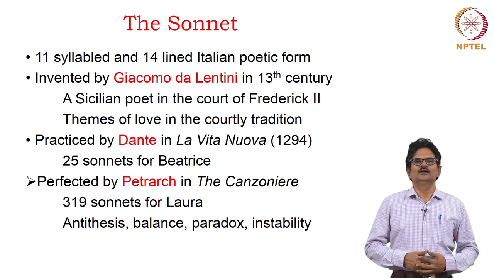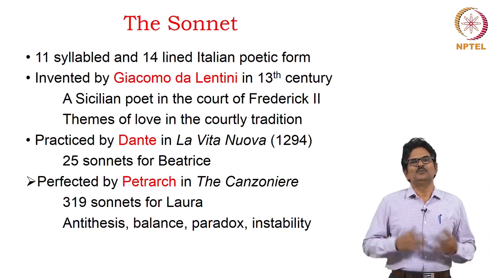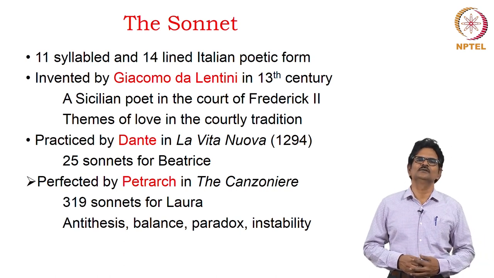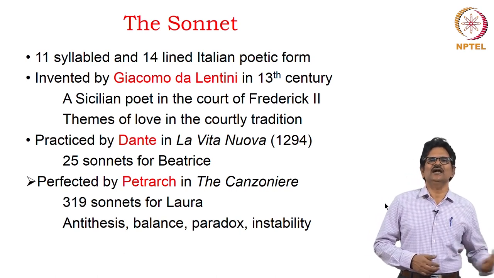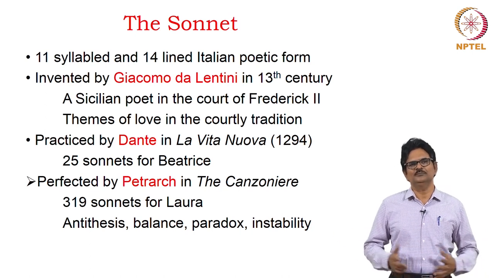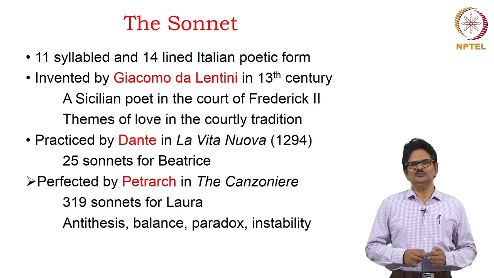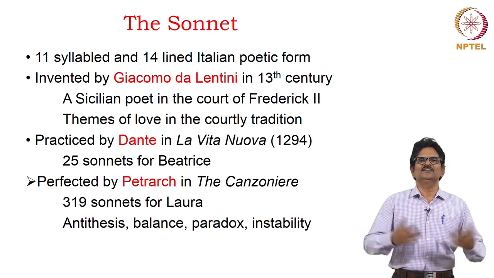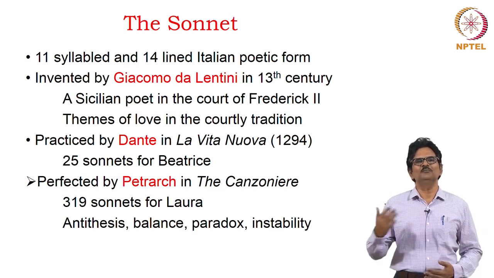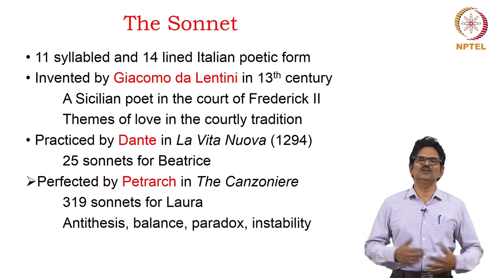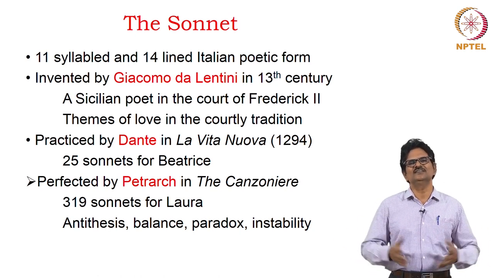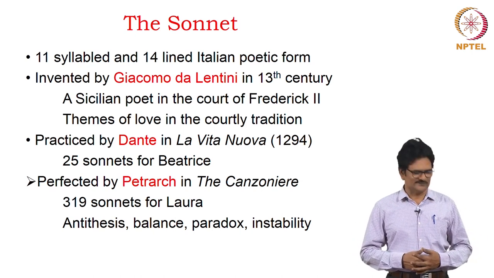Further, Petrarch perfected this Italian sonnet in his book The Canzoniere. He wrote a number of sonnets, numbering 319, for a lady called Laura. This sonnet form somehow had a tendency to incorporate certain qualities like antithesis, balance, paradox and instability. When we see some of the poems by the Elizabethan poets, we will see some examples of these characteristics.